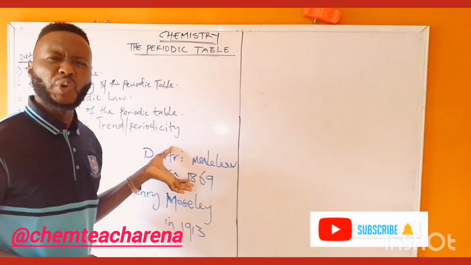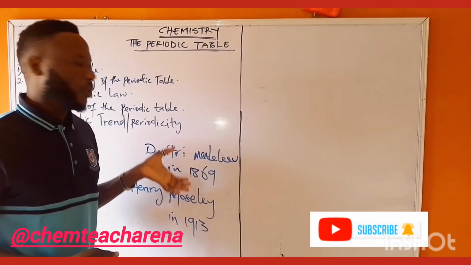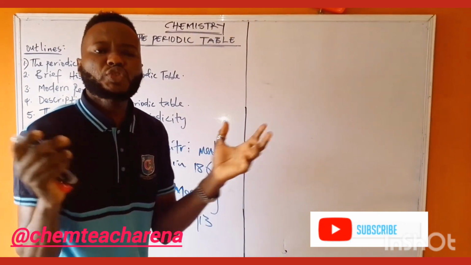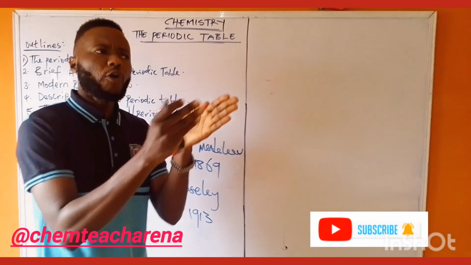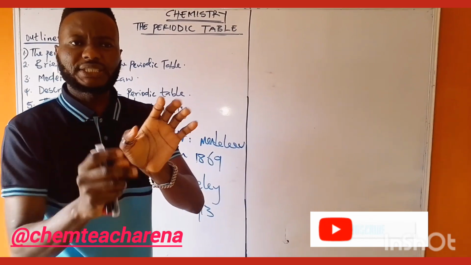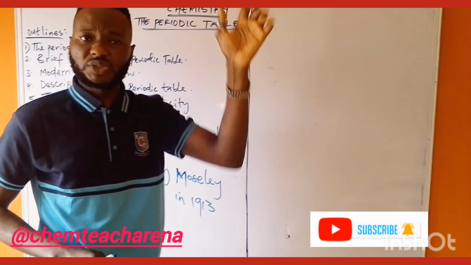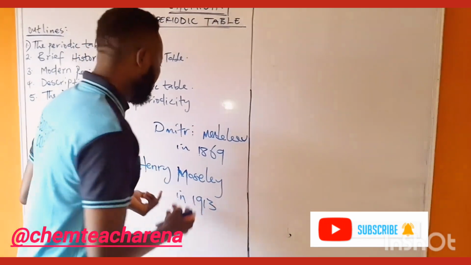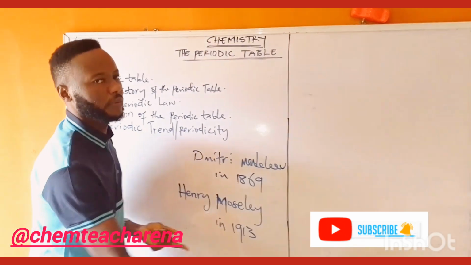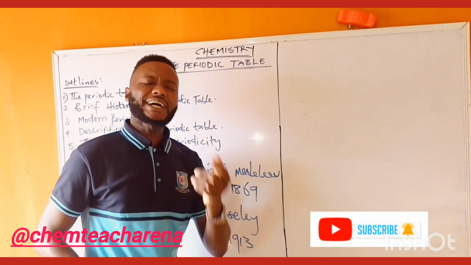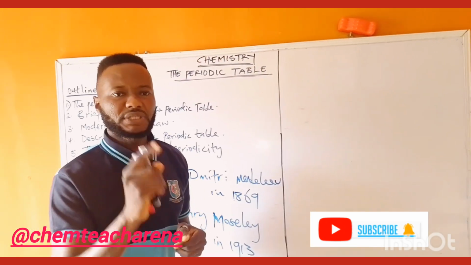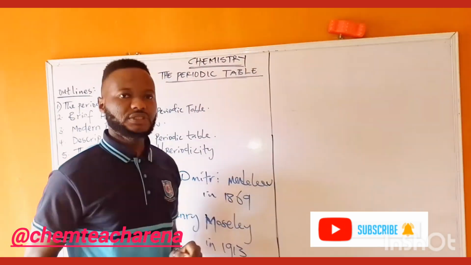What is atomic number and what is atomic mass? When we talk about the atomic mass, we're talking about the sum of protons and neutrons. When you add protons and neutrons together, what you get is the relative atomic mass, which I normally call atomic mass. Now, Moseley used the order of increasing atomic number. What is atomic number? Atomic number is the number of protons present in an element. So that is just the difference between these two.